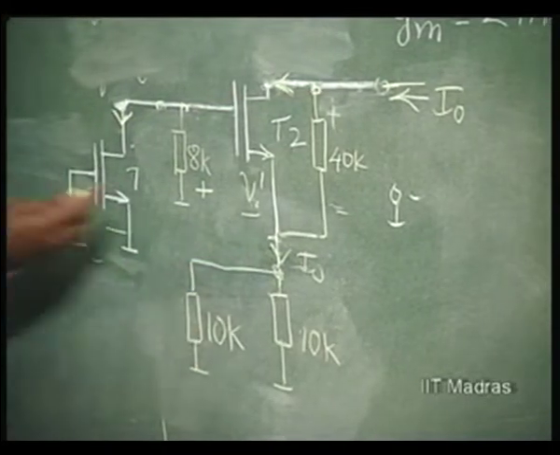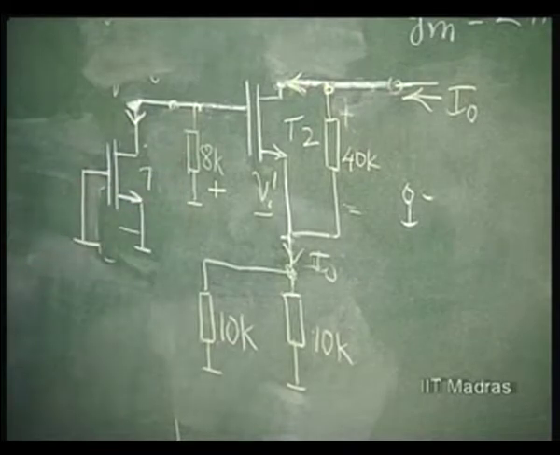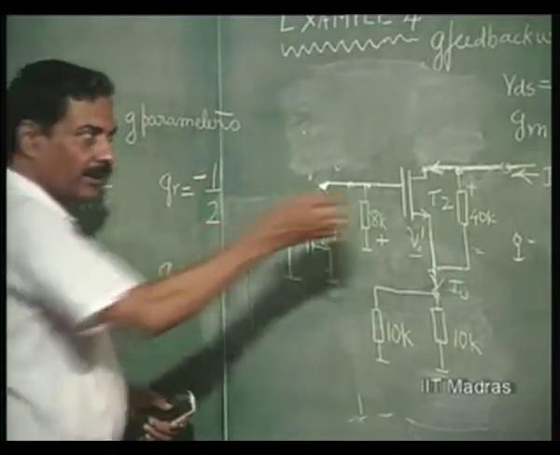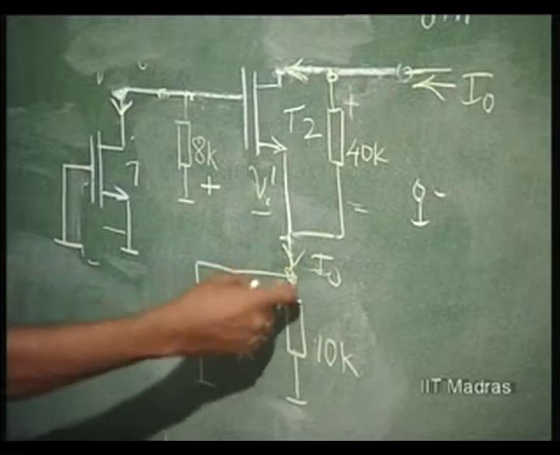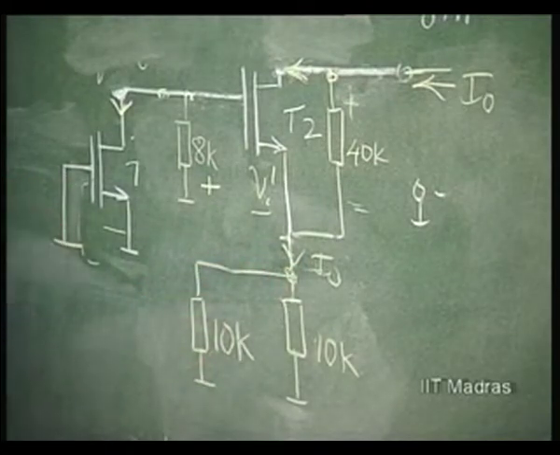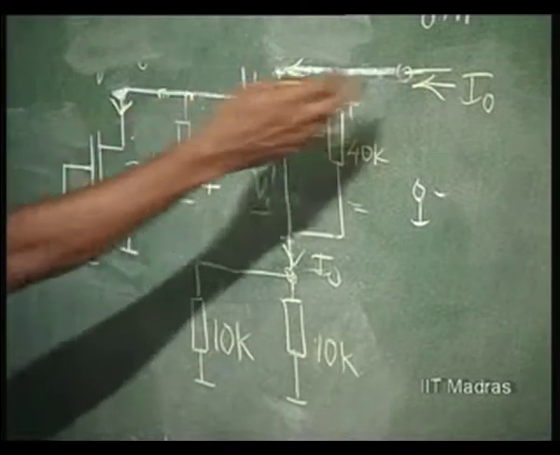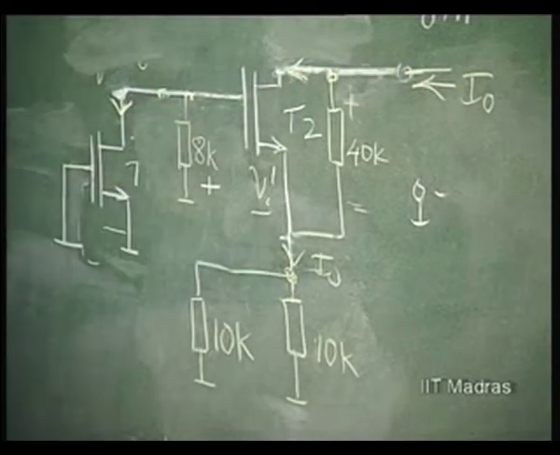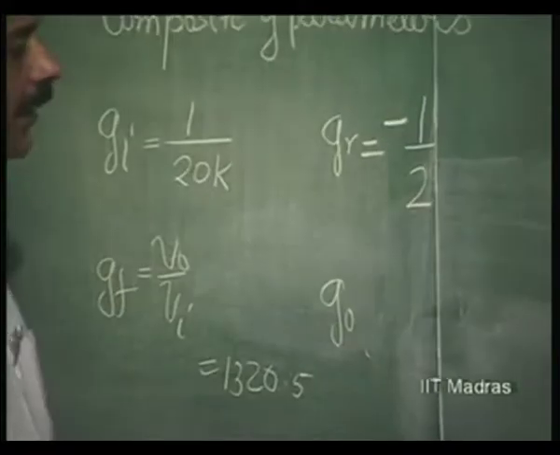And what is the direction? If this is entering, this will be leaving. So minus, if this is entering, half of this current is fed back to the input, but that is also going to leave the input port. So half minus half. If a current entering is positive, current leaving is negative. So it is minus half.